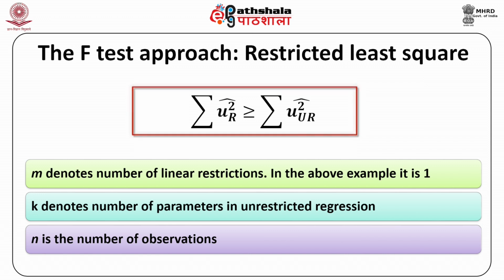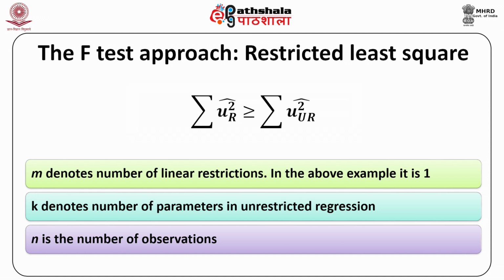Note that sigma hat squared R is greater than or equal to sigma hat squared UR. M denotes the number of linear restrictions. In the example, it is 1. K denotes the number of parameters in the unrestricted regression. N is the number of observations.